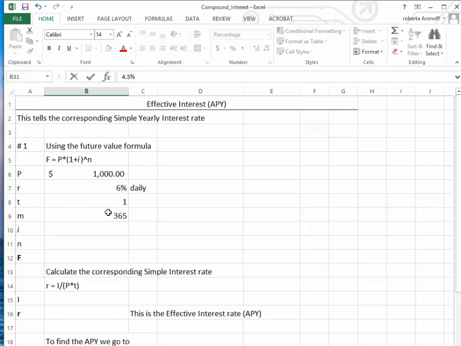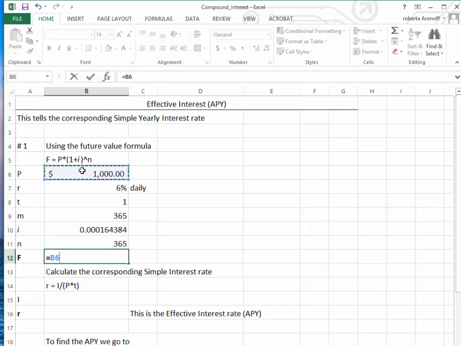we're going to earn, or actually the future value of $1,000, compounded daily at 6% interest. The time is 1 year. Since it's compounded daily, that would be 365 times per year. The periodic interest rate is going to be equal to the 6% divided by 365. The N is equal to the M, which is 365, times the T, which is 1. That tells us we get 365 interest periods per year.